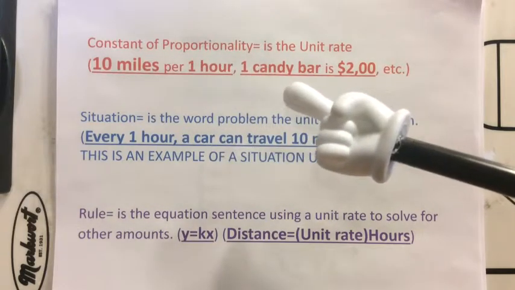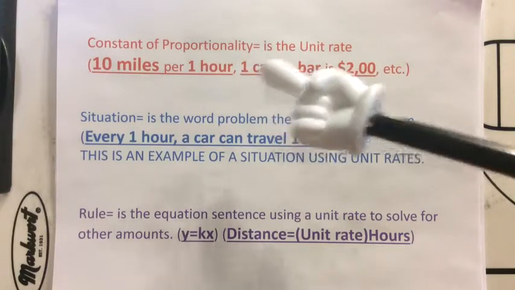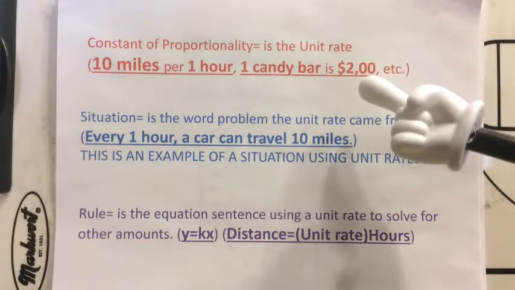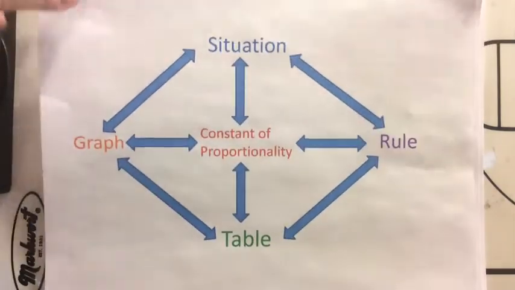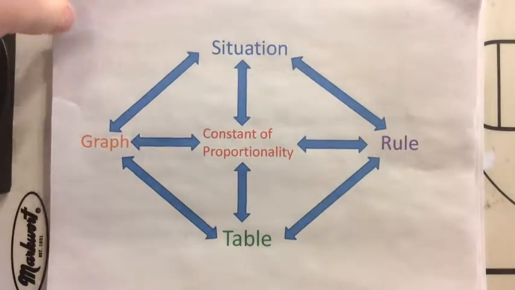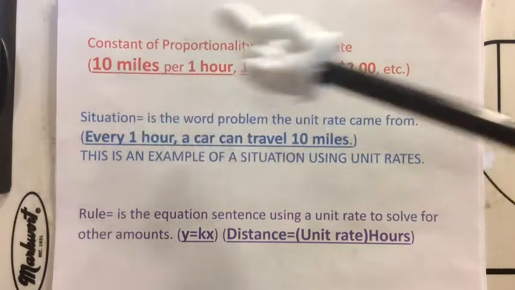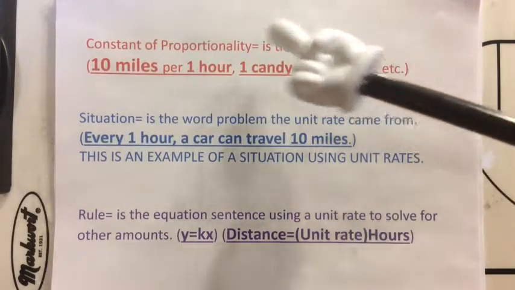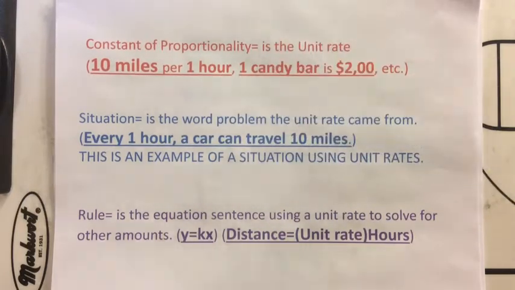It's the same thing over here. I have 1 unit of a candy bar, and its rate is $2. So the unit rate would be $2. So going back to the chart, when you write down your constant of proportionality, you are actually going to write either 10 miles or $2, since each of these rates is equal to 1 unit of an hour or 1 candy bar.